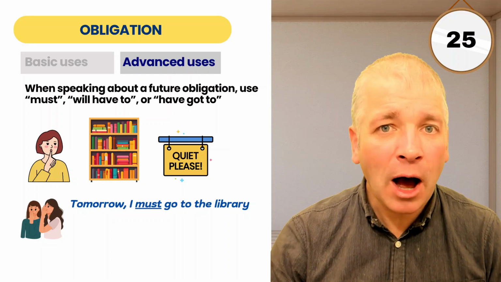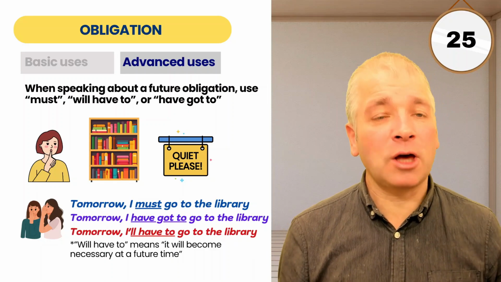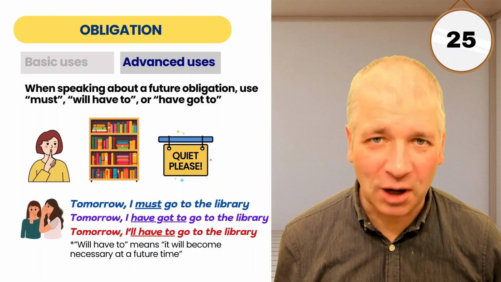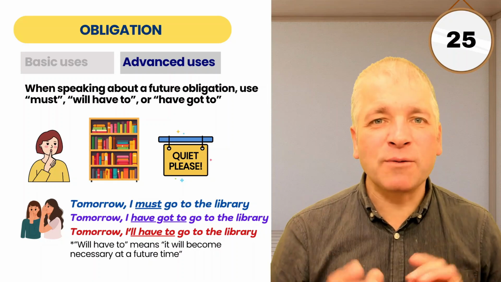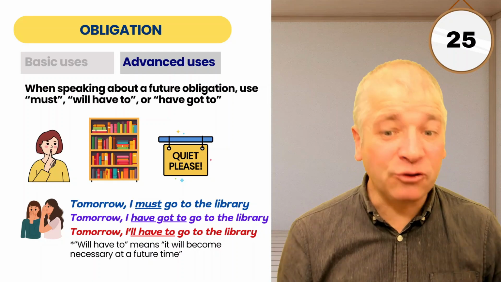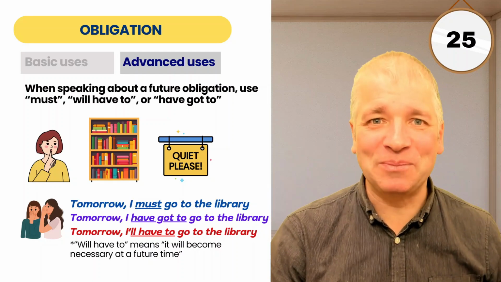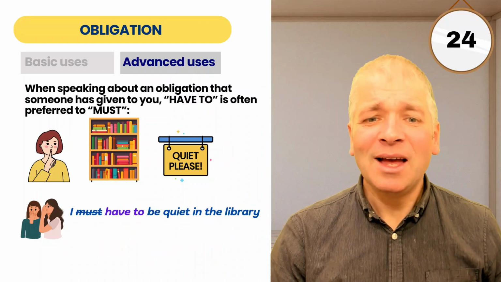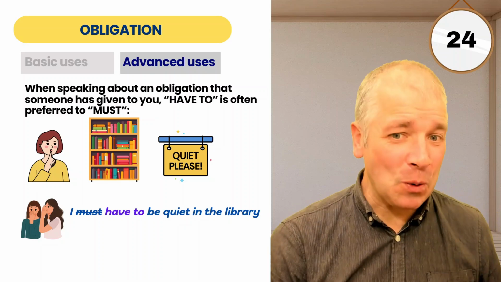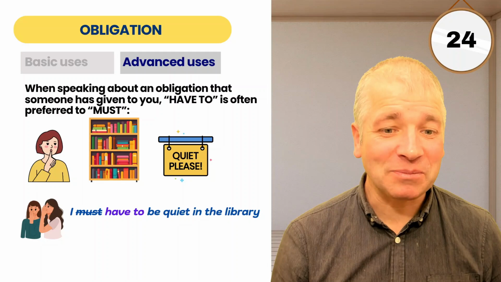But we also have other choices. We could say, tomorrow I have got to go to the library. Or, tomorrow I'll have to go to the library. These are both ways of expressing obligation in the future. Will have to literally means it will become necessary at this future time. When speaking about an obligation that someone has given to you, have to is often preferred to must.